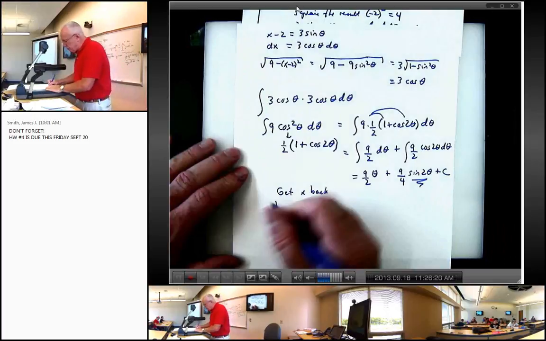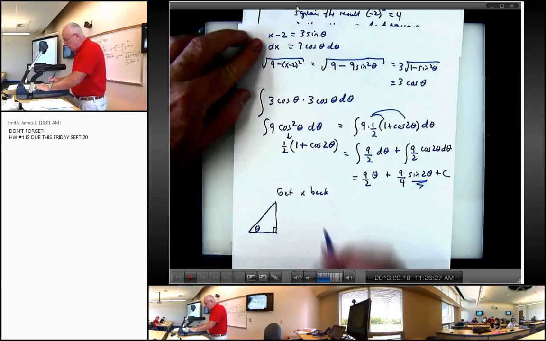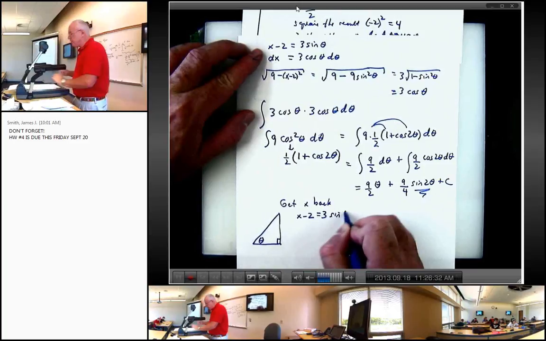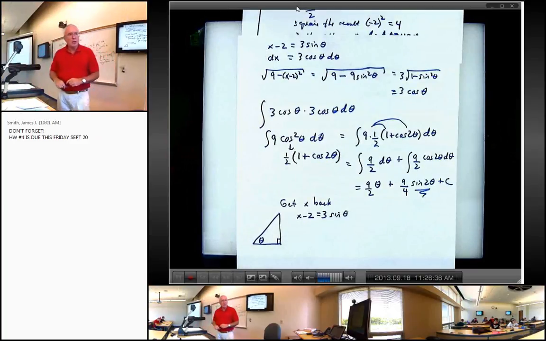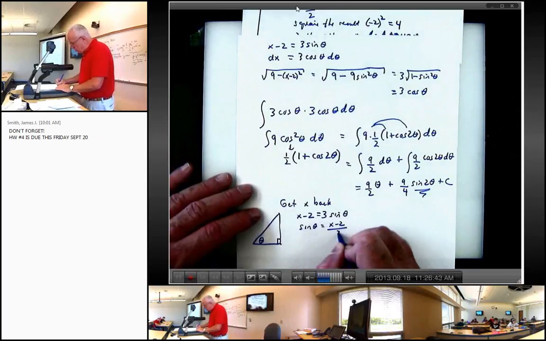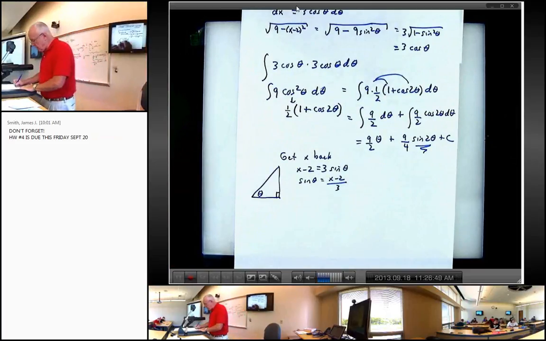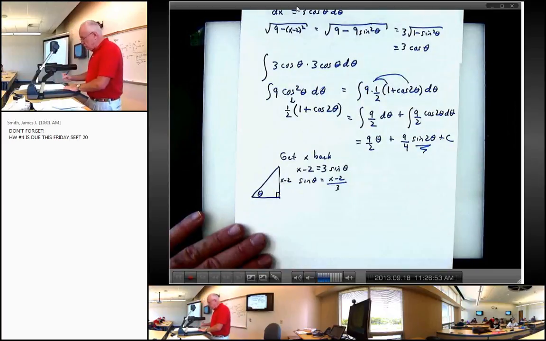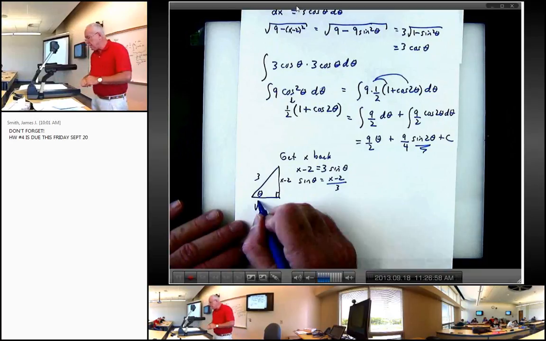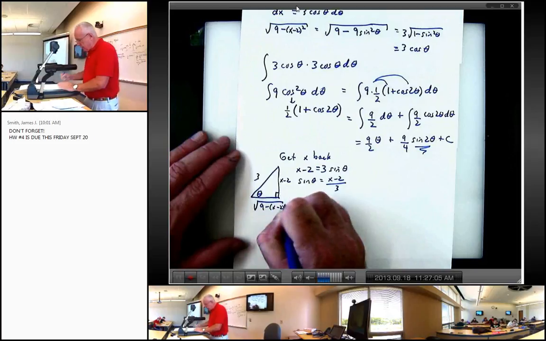Well, let's draw our picture first. Here's our right triangle. Here's our theta. Now, let's remember what our substitution was originally. x minus 2 equals 3 times the sine of theta. That was our original substitution. So let me divide by 3. We get sine theta is equal to x minus 2 all divided by 3. All right, so I can fill in two of the legs right away. The opposite leg is going to be x minus 2. The hypotenuse is going to be 3. Now, the remaining leg is going to be the square root of 9 minus the square of x minus 2.